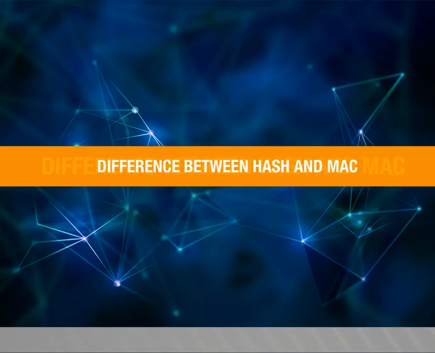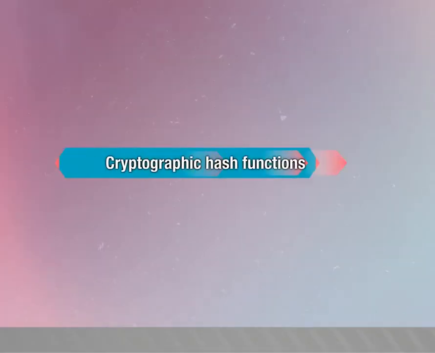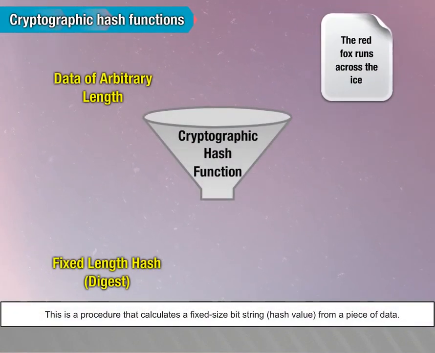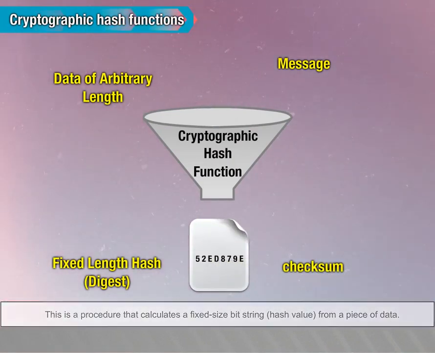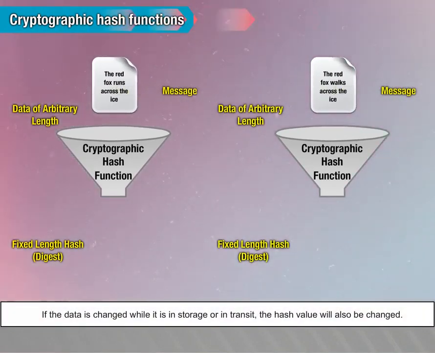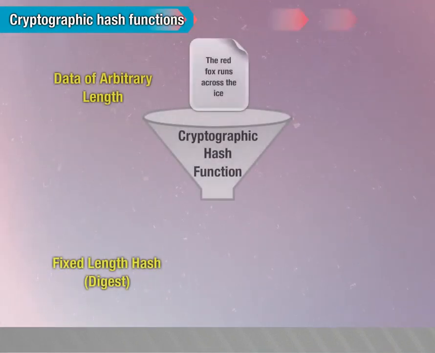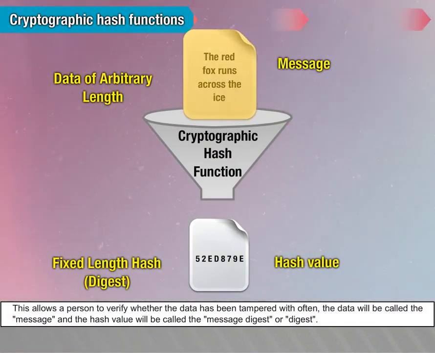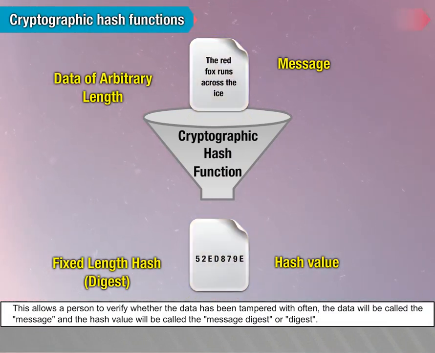Difference between hash and MAC. In this video, we are going to see the difference between hash and MAC. Cryptographic hash functions. This is a procedure that calculates a fixed size bit string hash value from a piece of data. If the data is changed while it is in storage or in transit, the hash value will also be changed. This allows a person to verify whether the data has been tampered with. Often the data will be called the message, and the hash value will be called the message digest or digest.